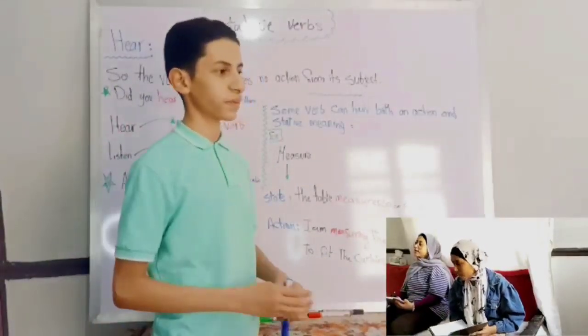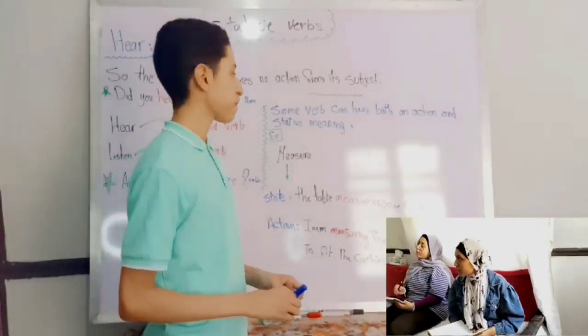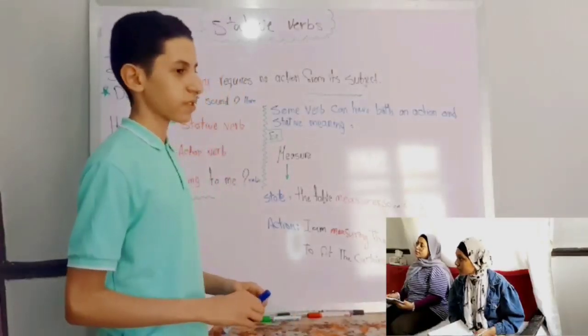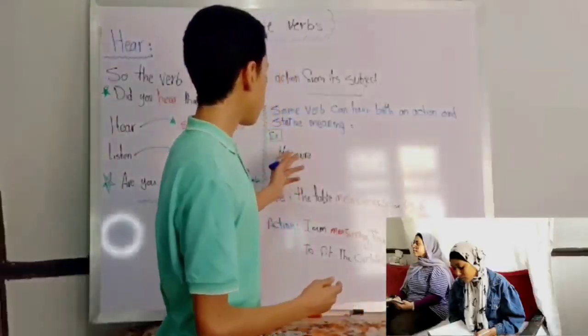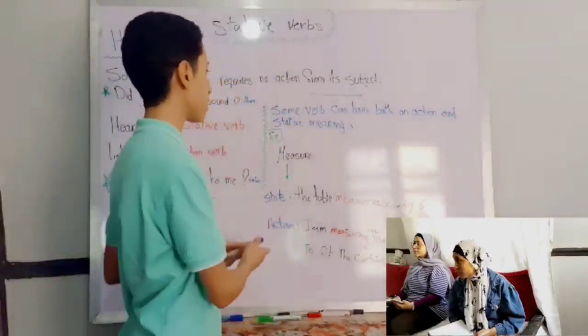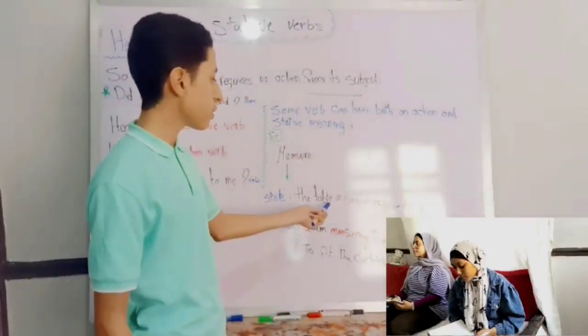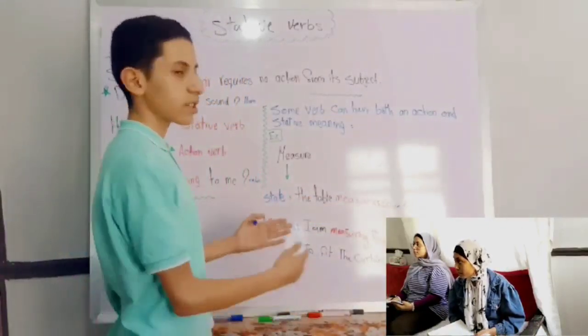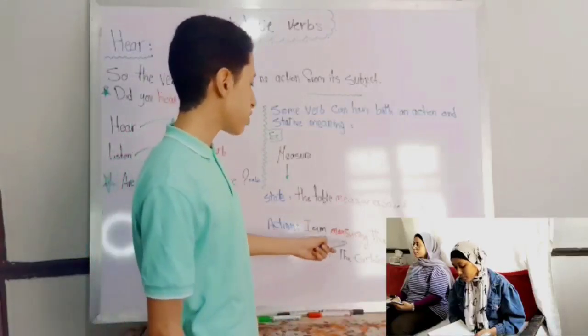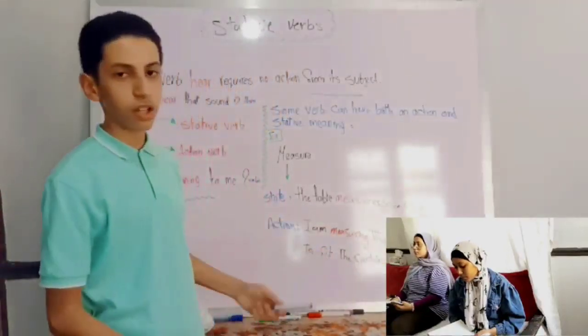So, are there any verbs that have both meanings, action and state? Well, there actually are. For example, measure. In the state meaning, the table measures 60 by 60 centimeters. And in the action meaning, I am measuring the windows to fit the curtains.